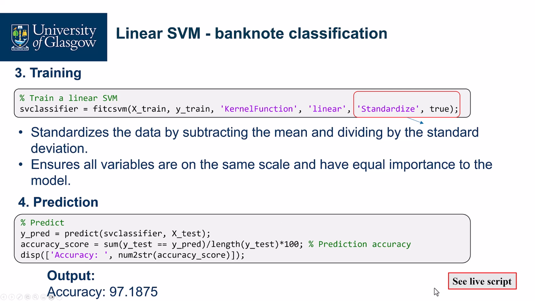All of these processes are in the live script. You can also try other options. For example, you can use a soft margin, and other hyperparameters to be tuned, and you can try yourself. So that's it for this case study.